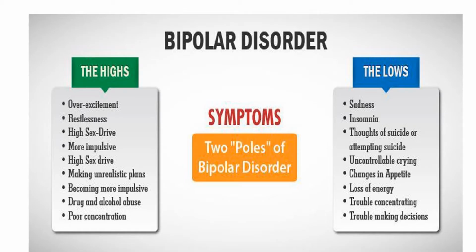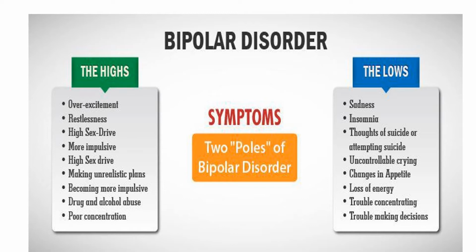Okay, so this next slide is showing you the spectrum of mania on one side and depression on the other side. So on the left are some symptoms that occur in a manic phase: the overexcitement, the restlessness, more impulsivity, poor judgment, high sex drive, potential for abusing illicit drugs and alcohol, and very poor concentration.